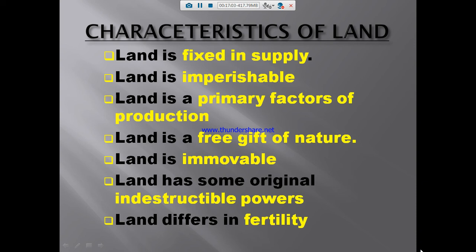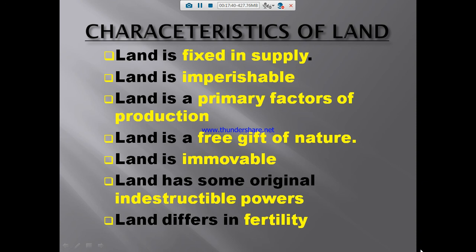Okay. So land has some original indestructible powers. There are some original and indestructible powers of land which a man cannot destroy. How? The fertility of land can be varied, but it cannot be destroyed completely. Whether it's a bomb blast, a flood, or a waterfall, the land will still be there. The outer existence will be changed, but the land cannot lose its indestructible powers. Okay.